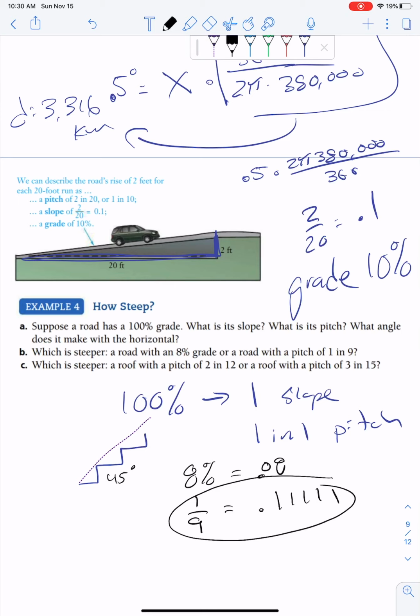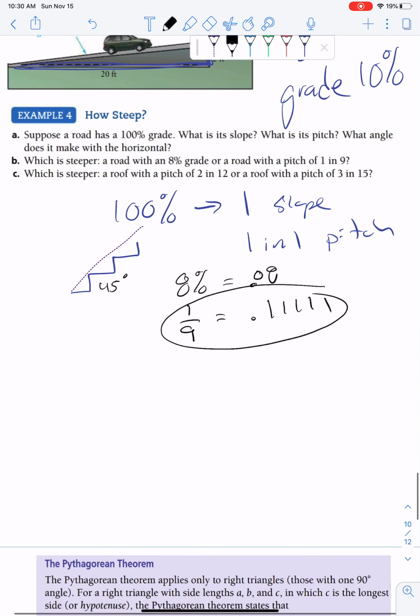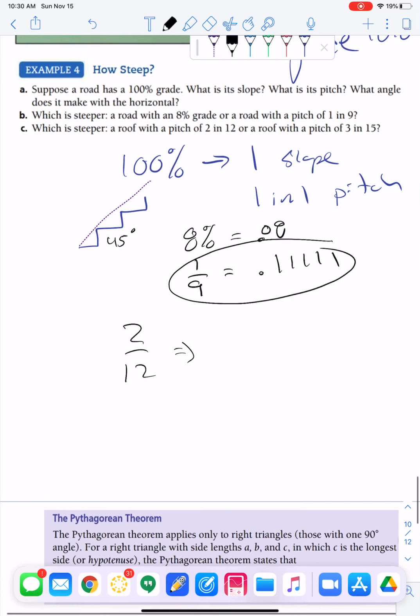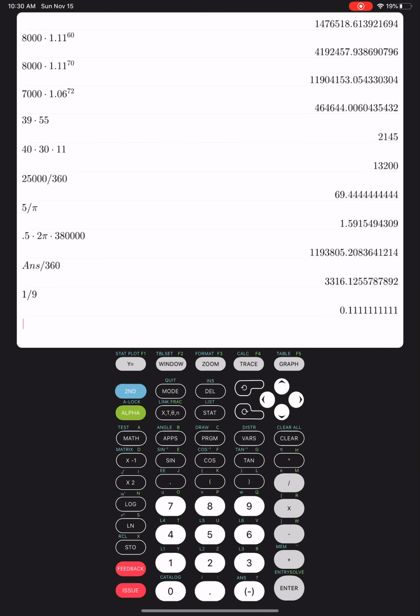0.08, which is still smaller than the 1 in 9. As I'm looking away, I'm like, wait a minute, 0.8 is bigger. That's because it's 0.08. Which is steeper? A roof with a pitch of 2 in 12. So 2 in 12, I'm just going to turn this into slope because it's so much easier to compare slopes. So 2 in 12 is going to be what?